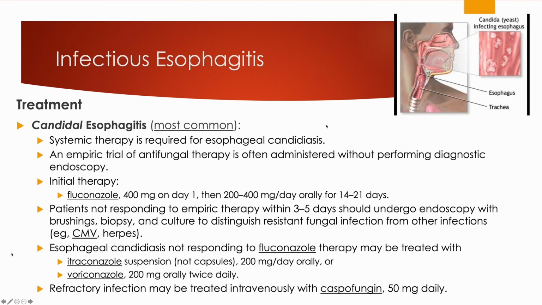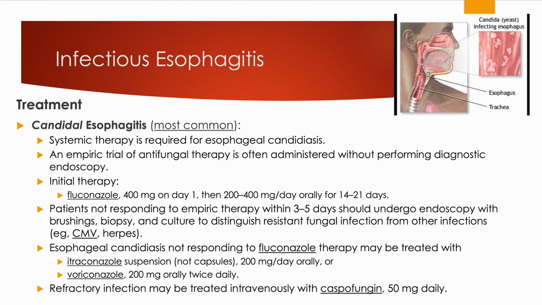Well, we have to identify the cause of the infectious esophagitis before we decide how we're going to treat it, because the treatment is different for each one. For candidal esophagitis, which we said was the most common infectious esophagitis, systemic therapy is required. When we say systemic therapy, usually it's an empiric trial of antifungal therapy. In certain cases, we don't always have to do the endoscopy and make the diagnosis. If we see the candida and we know they're immunocompromised, we can treat them empirically. The initial therapy of choice is going to be fluconazole.